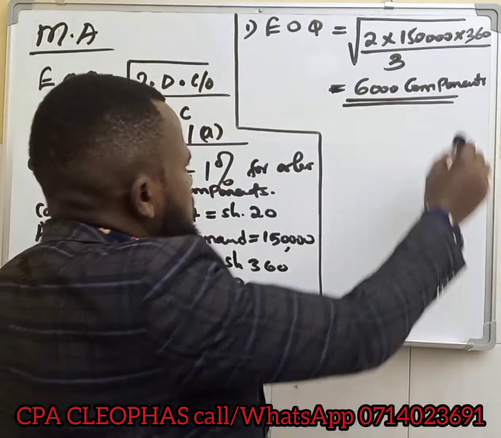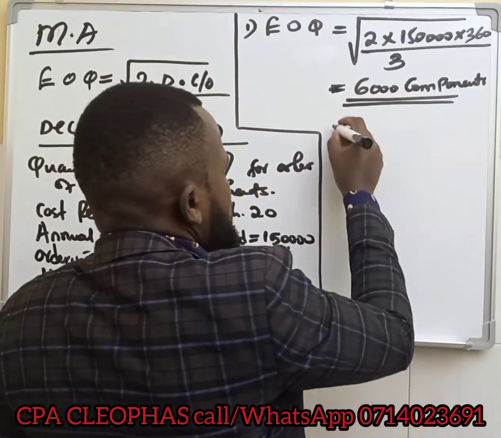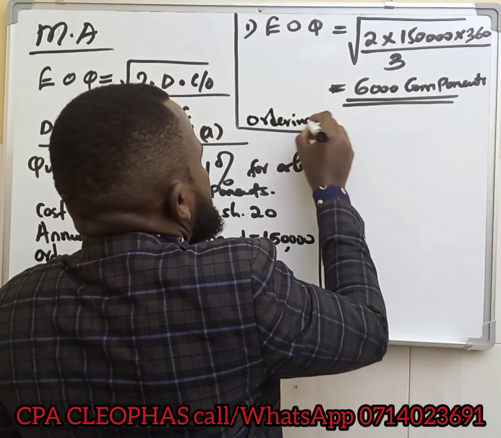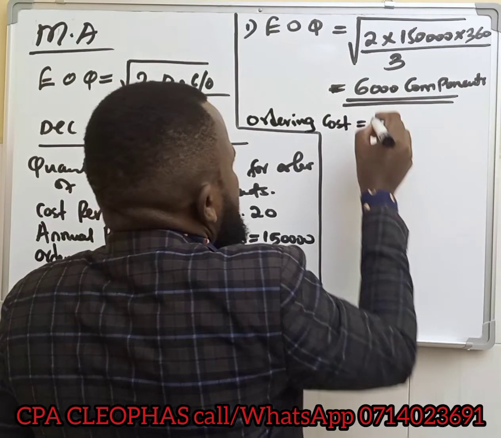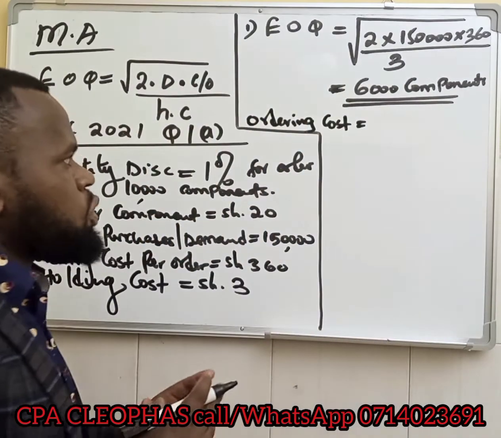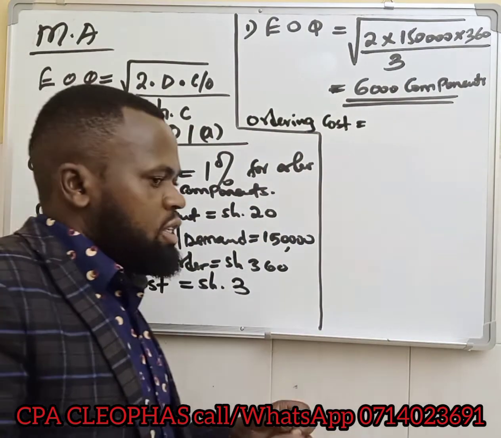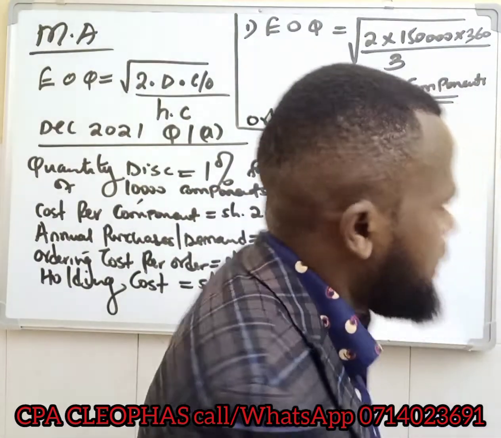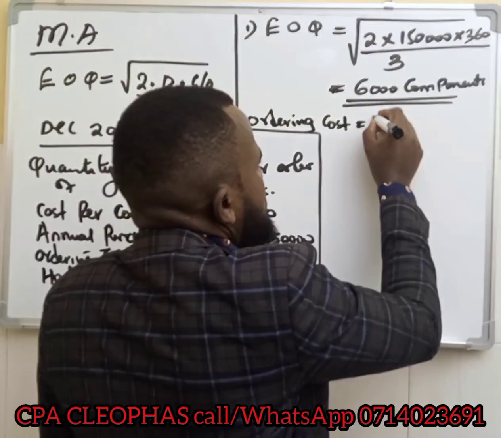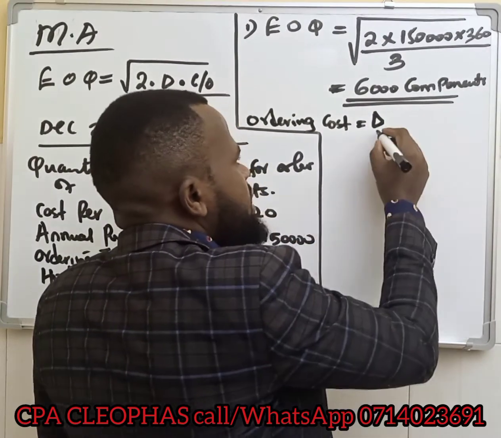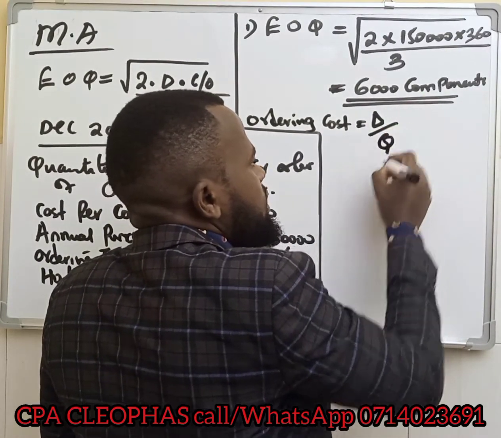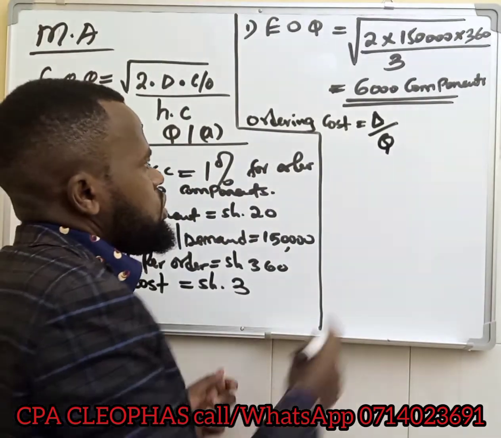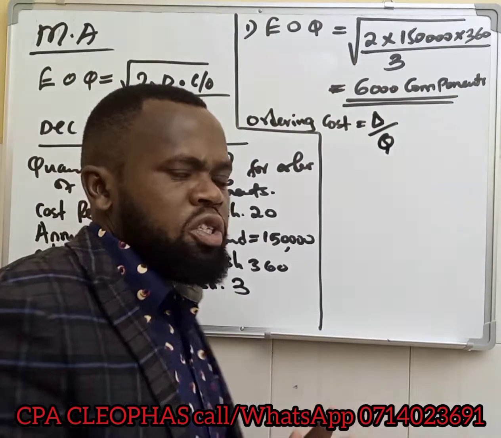So let's have the formula for ordering cost and holding costs. We normally say ordering costs will be equal to, for you to get the ordering costs, let us first know how many orders we are placing in a year. To know the number of orders, it will be the annual demand divided by how many units you are ordering, the Q, and this time our Q is the EOQ. Right? But this D over Q gives you what? The number of orders.